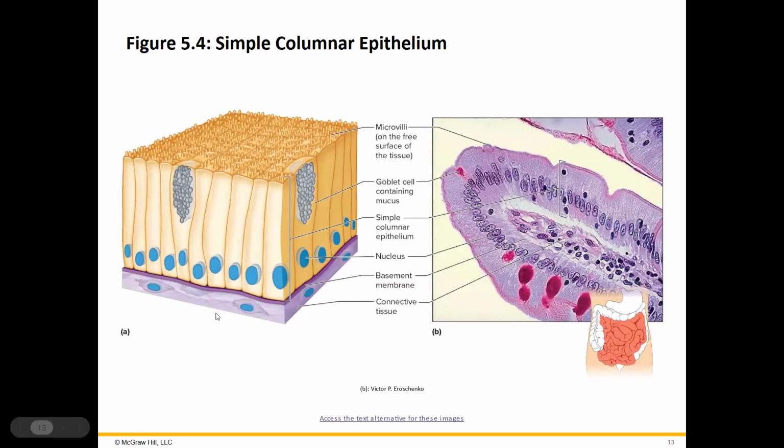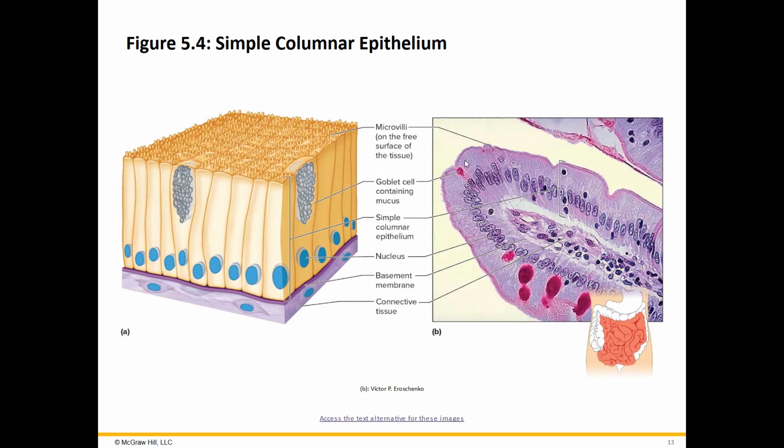So what does it look like? Connective tissue down here, basement membrane, the thin purple line, and then one layer of column-like cells. The nuclei are based at the bottom. And here is an example of goblet cells embedded in the tissue. Here is also an example of the microvilli. So this is the large intestine, and we can see that here is the connective tissue. Here is that thin basement membrane. Here are the simple columnar cells with microvilli facing the apical or free surface. And these red cells are our goblet cells that secrete mucus. So this secretes mucus so that feces and food can move down the intestines.